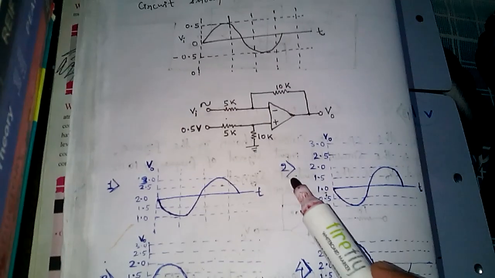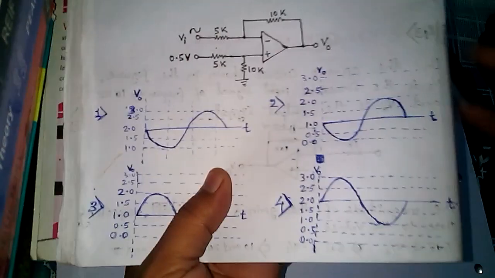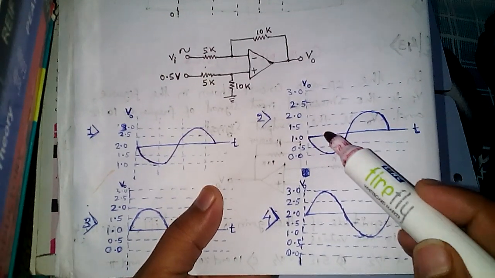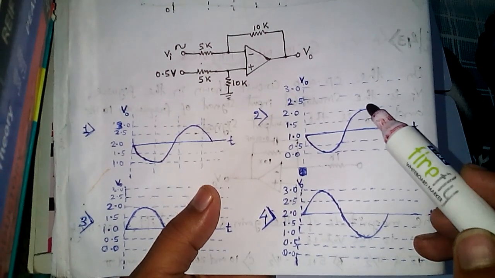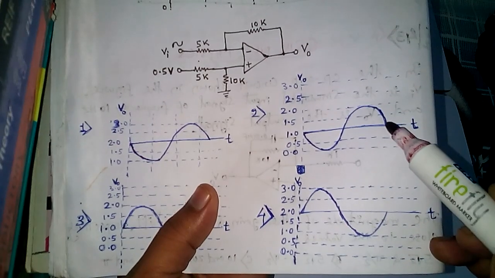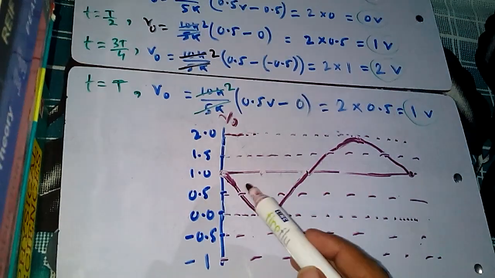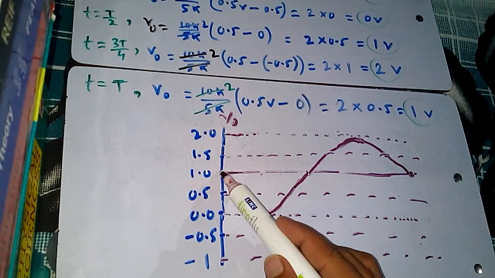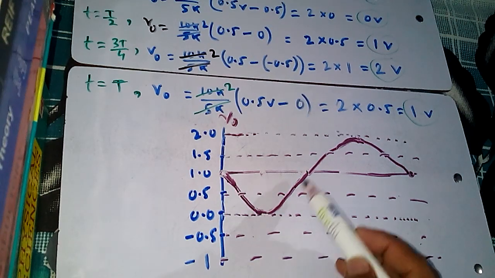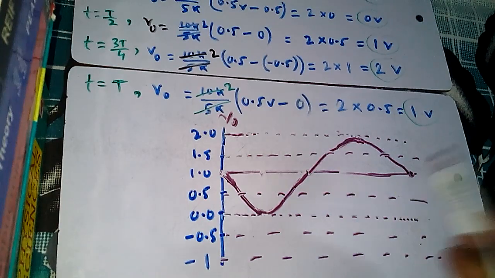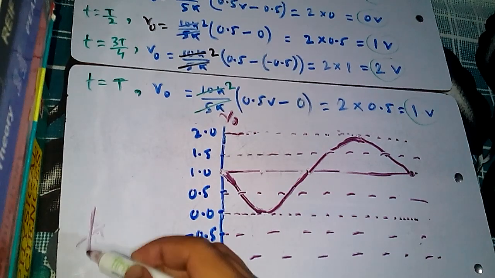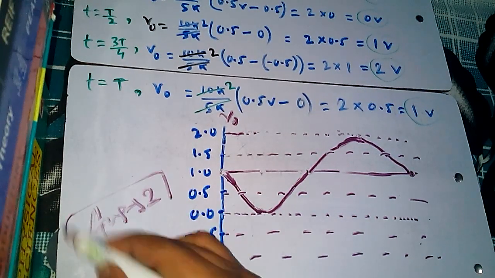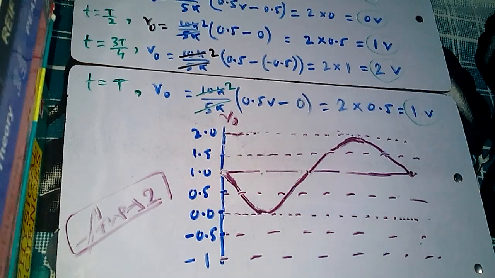Now if you see our option 2, it totally matches. How? It starts from 1, at T by 4 it goes to 0, then at T by 2 it goes to 1 again, and then it goes to 2 at 3T by 4, then comes to 1 again at T, and this is what happens here. It goes from 1 to 0, then 1 again, then 2, then 1 again. So this matches with option 2. So our answer is 2. Thank you.